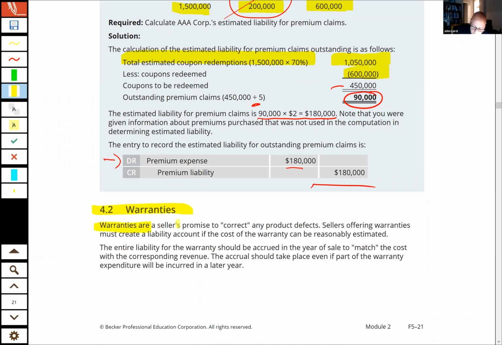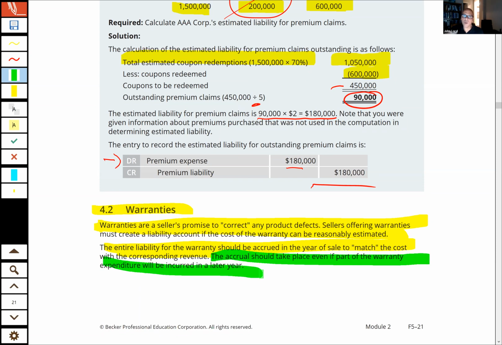Warranties are the seller's promise to correct product defects. We create a liability and an expense, and we do that at the time of sale. What drives the warranty expense is the fact that you sold the product that's going to have the defect, and you warranted to fix that defect. So you have to take the liability for the warranty at the time of sale.